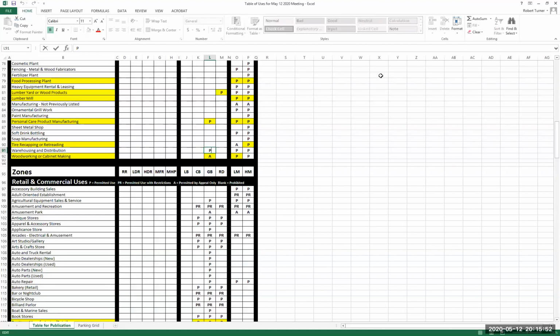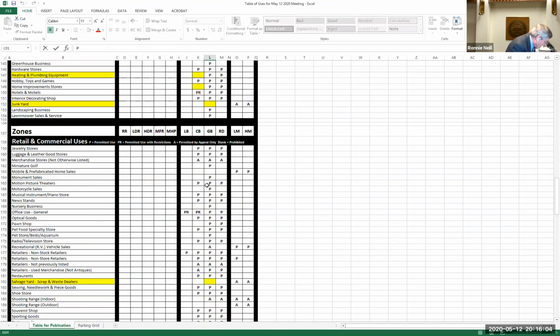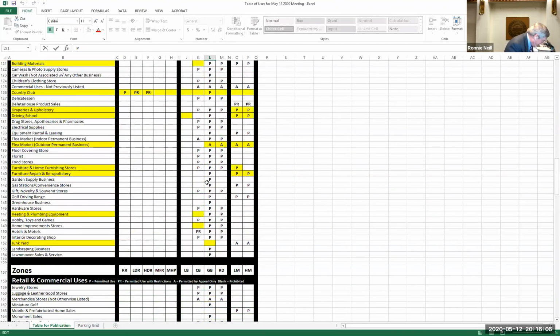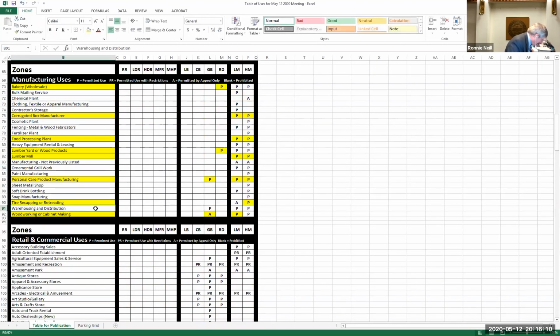You know, because I would move warehousing and distribution out of what category are we looking at right now? Did we find the category? Well, warehousing and distribution is under manufacturing uses and also under retail and commercial.